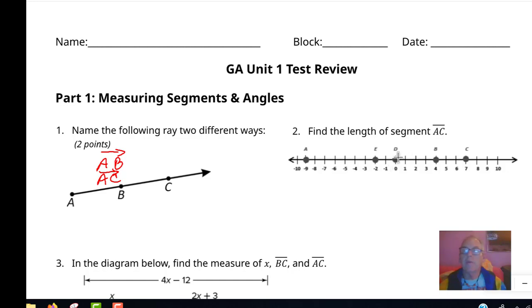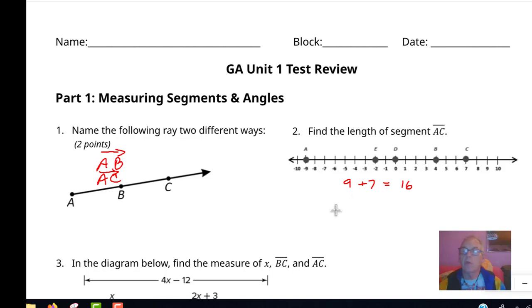For number 2, we want to find the length of the segment A to C. So one way is to look at A as being 9 units to the left of 0, and C is 7 units to the right of 0. So together we have a total of 16 units of distance.